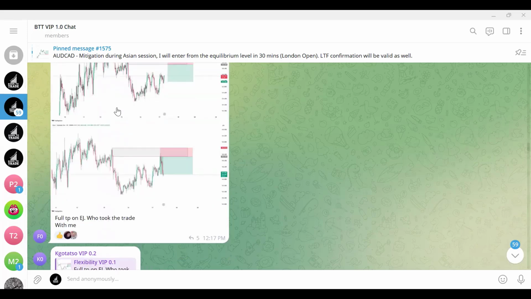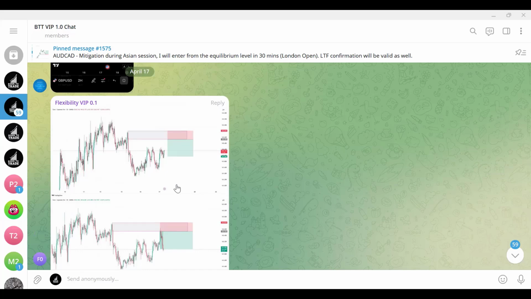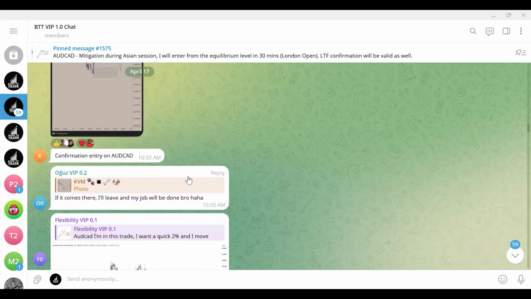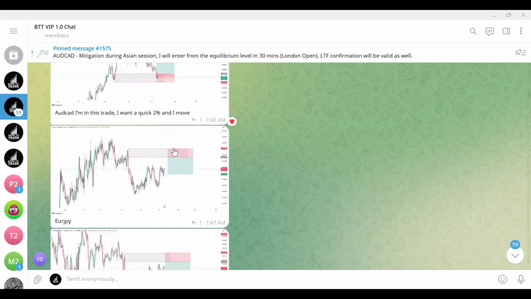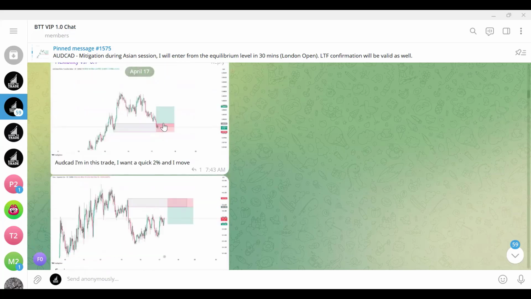So this was the one on EURJPY. This was the setup when it was shared, and this is when he got to his profit target. He says he goes for 2% actually. But let me find the setup when it was shared. Give me some time. So these were the setups. He shared 3 setups, right? He shared the first one on AUDCAD, which was the first one I used as the example. So I see similar things with my students.